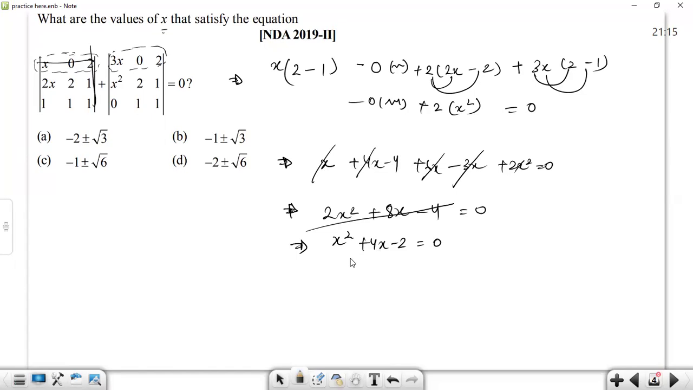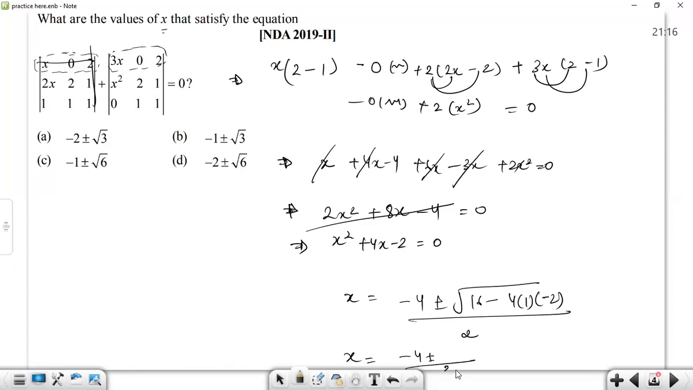Okay, let's now find out the root of this equation. So using the Sridharacharya formula, which is x is equal to minus b plus minus square root of b square, b is 4 here, 16, minus 4 into a, a is 1, c is minus 2, divided by 2a. Minus 4 plus minus divided by 2.